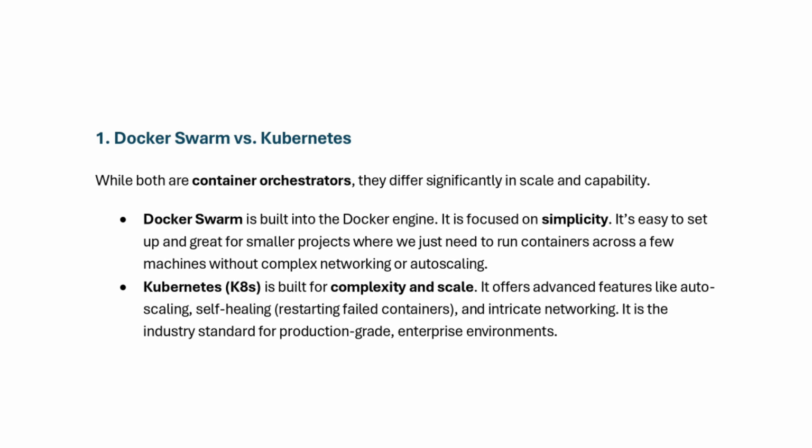Docker Swarm is built into the Docker engine. It is focused on simplicity. It is easy to set up and great for smaller projects where we just need to run containers across a few machines without complex networking or auto scaling. Whereas Kubernetes, or K8s, is built for complexity and scale. It offers advanced features like auto-scaling, self-healing, restarting failed containers, and intricate networking. It is the industry standard for production-grade enterprise environments.